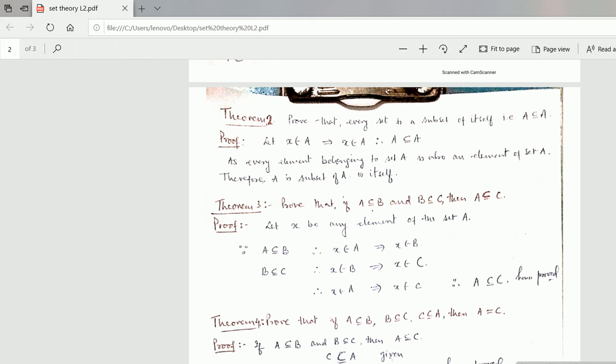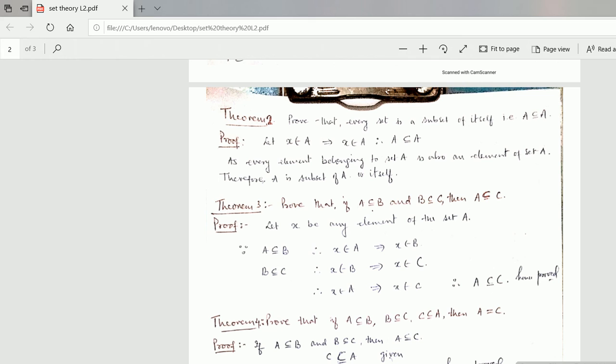Now see the third theorem. Prove that if A is a subset of B and B is a subset of C, then A is a subset of C. See, from the theorem itself, A is a subset of B. That means suppose the set A has some elements and they are also in B, and B is a subset of C, so indirectly A is a subset of C.